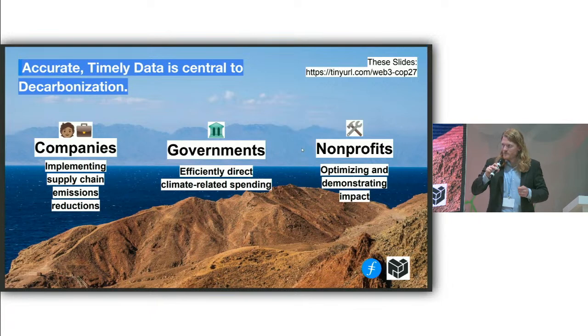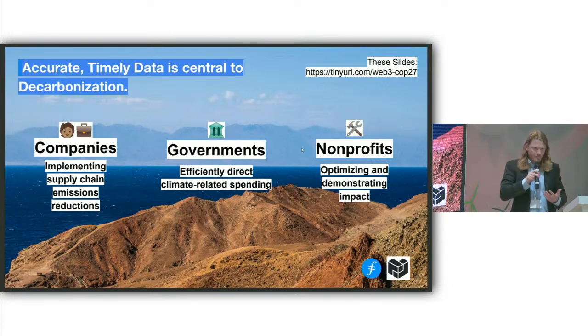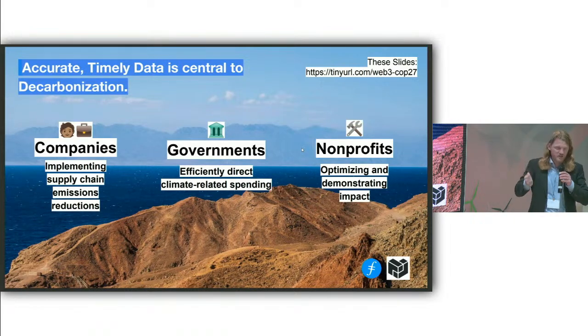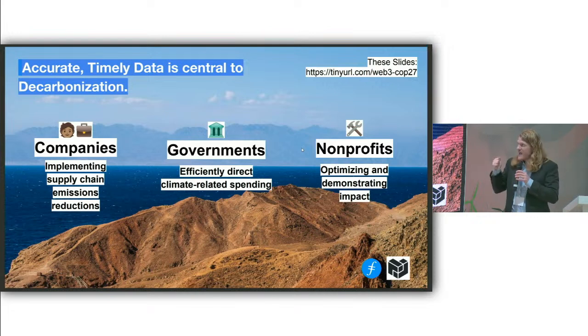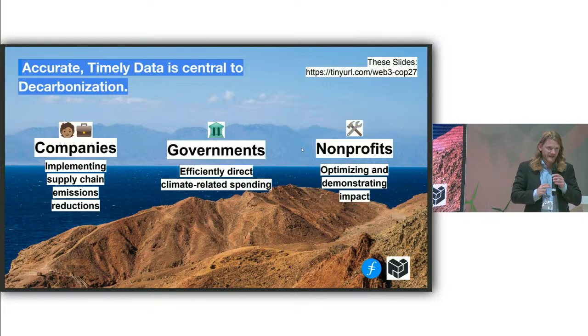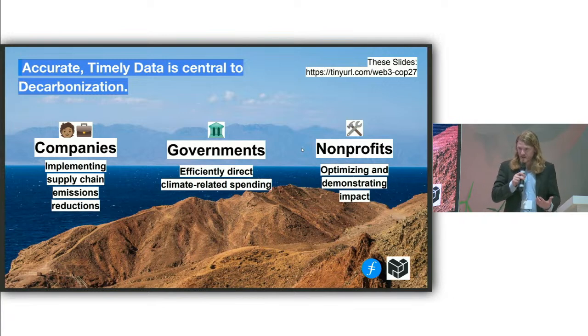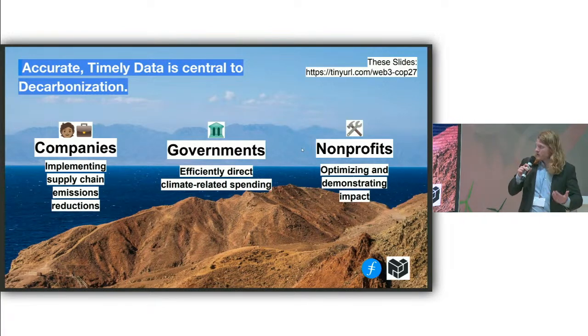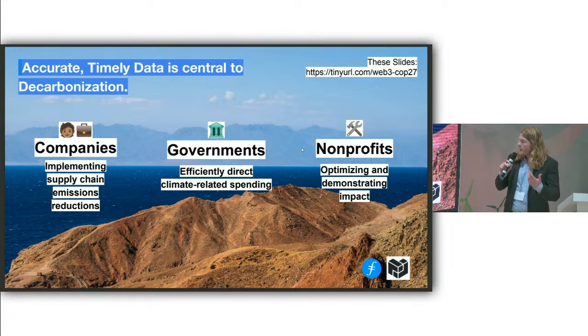Data being central to these efforts, here are examples of what that looks like. If you're a company trying to implement supply chain emissions reductions, understanding where in your supply chain those emissions are coming from is central to that effort and will guide your strategy. If you're a government trying to efficiently direct climate-related spending, same thing. You need to understand where in the economy your funds will be most efficiently spent to decarbonize your country. If you're a nonprofit or an NGO trying to optimize your programs and demonstrate your impact, having data that is accurate and trustworthy is central to that.